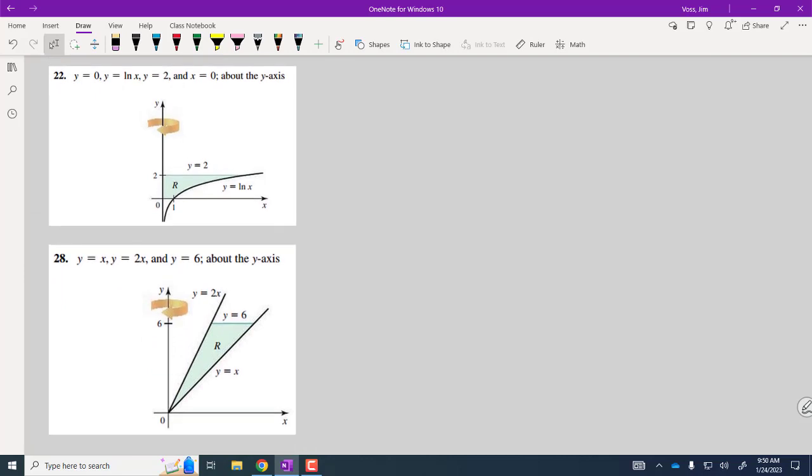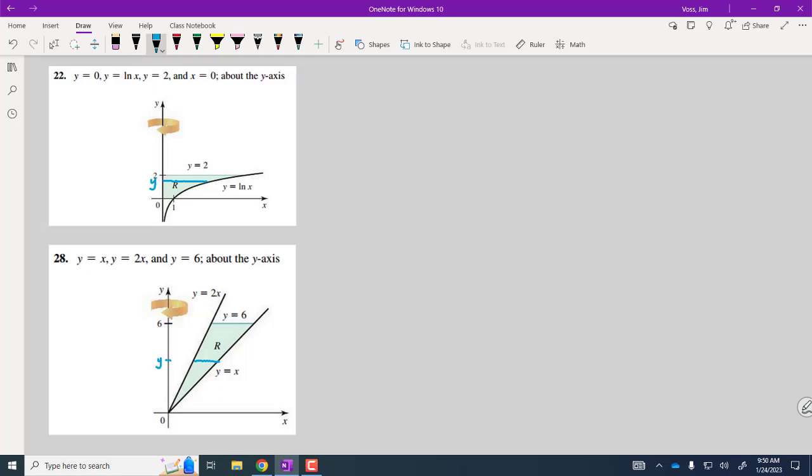So we have these functions here. They tell us, let's rotate around the y-axis, and in this case, it will turn into a disk. But we are going to use a horizontal element. And so here, let's notice, there is a horizontal element at y. Here is a horizontal element at a random y.